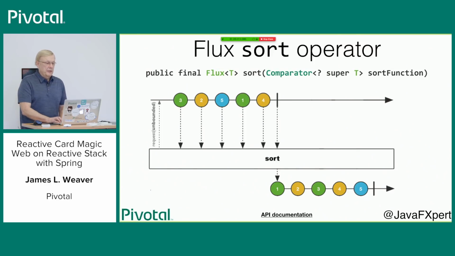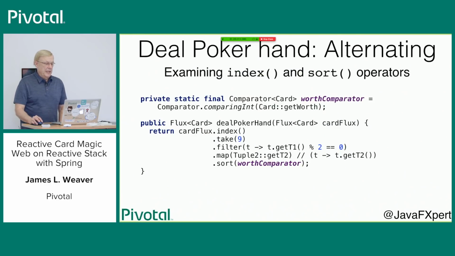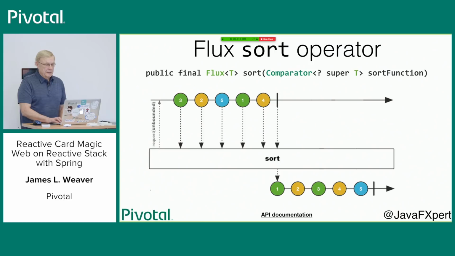We've seen take and filter and map, but the other thing we haven't seen is sort. Sort takes a comparator and a flux, and it's going to sort the flux. But until the flux completes, we can't sort it, because we don't know all the elements that are in the flux. That's why we see the completion here before the elements are output on the flux that's produced. So here we've got the input, and here we've sorted it.